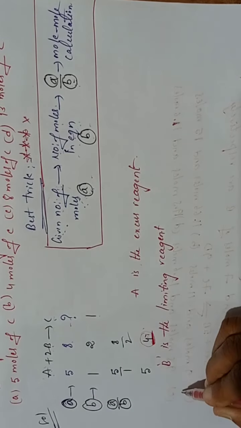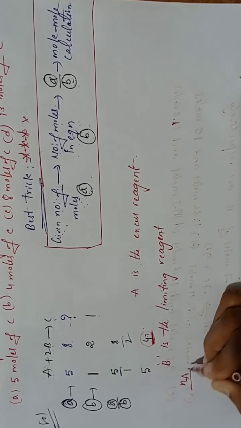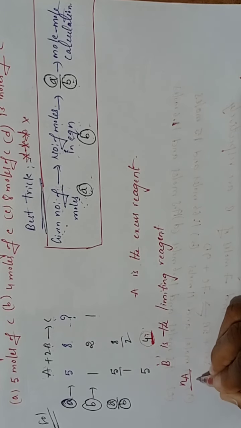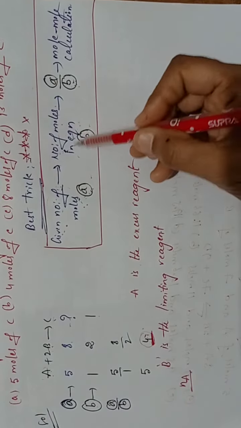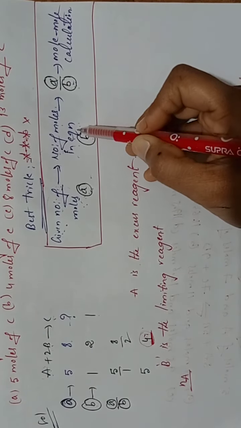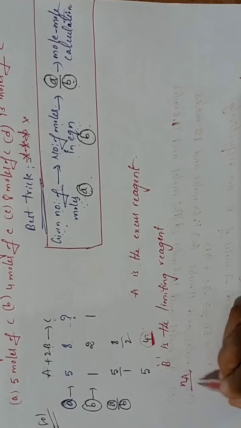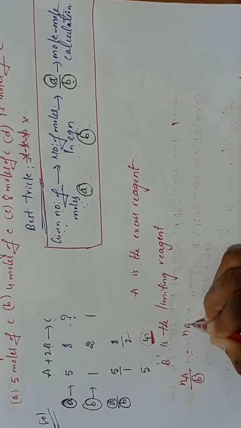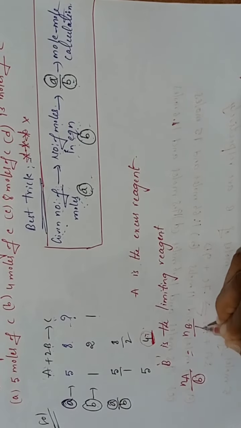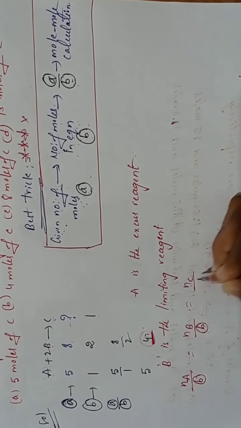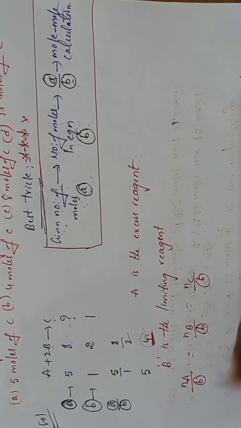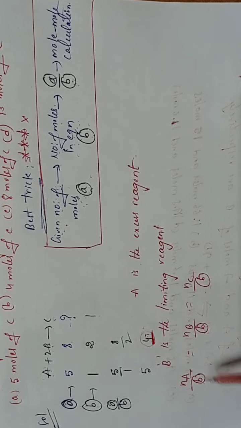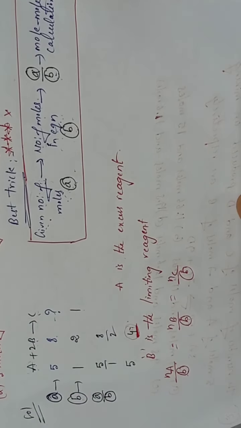See here, I am writing number of moles of A by b, number of moles of B by b, and number of moles of C by b. Here b indicates the number of moles in the equation, students. b means the number of moles in the equation. Clear? Number of moles in the equation.